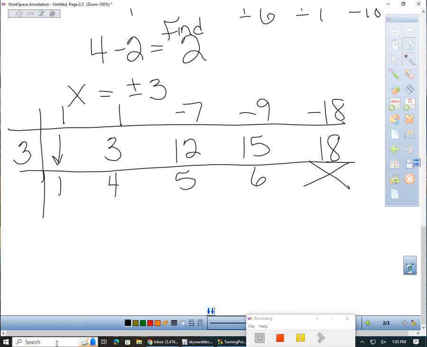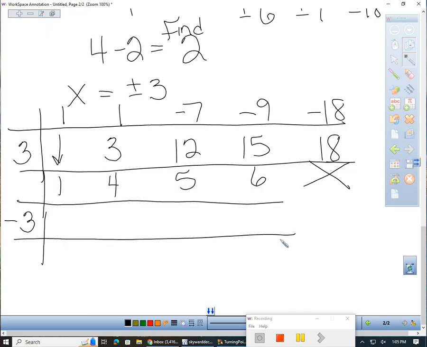So now we're going to continue with our next zero. So keeping it in the same thing, we're going to continue our long one-sided tic-tac-toe, and now put a negative 3 on the outside. So we're going to bring down our 1 first. Negative 3 times 1 is negative 3. Add it together, we get 1. Negative 3 times 1 is negative 3. Add it together, we get 2. Negative 3 times 2 is negative 6. And again, there's no remainder.